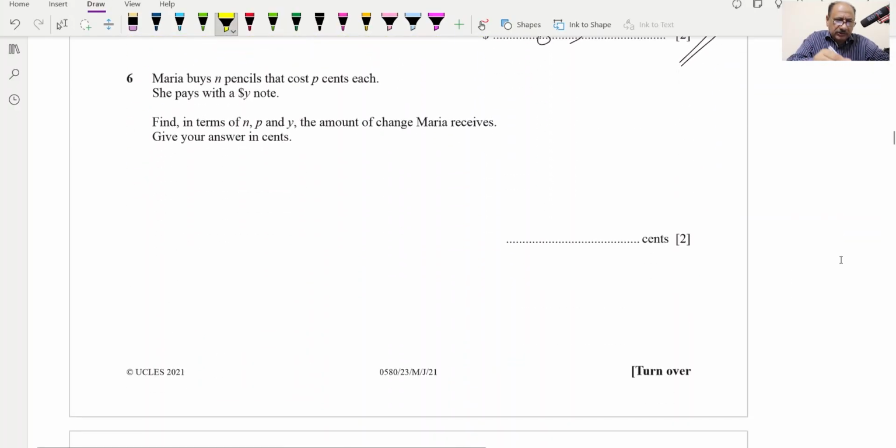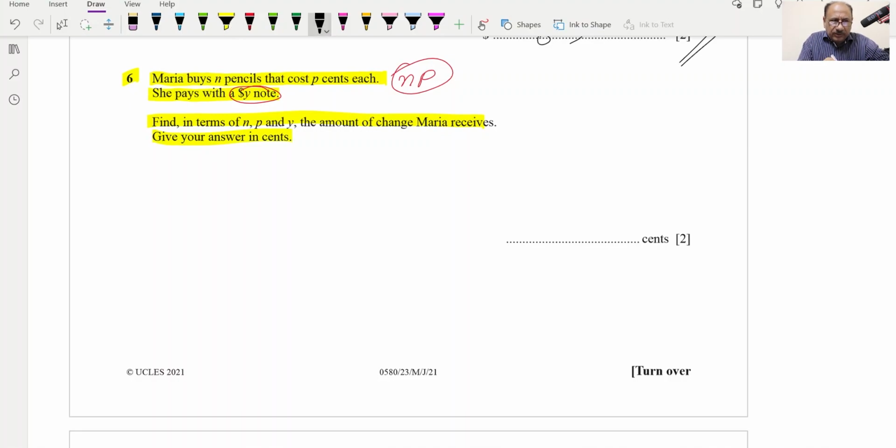Now question number 6. Maria buys n pencils that cost p cents each. She pays with a y dollar note. So there are n number of pencils with cost p, so np will be the payment due, and she is paying with a y dollar note. Find, in terms of n, p and y, the amount of change Maria receives. Give your answer in cents.